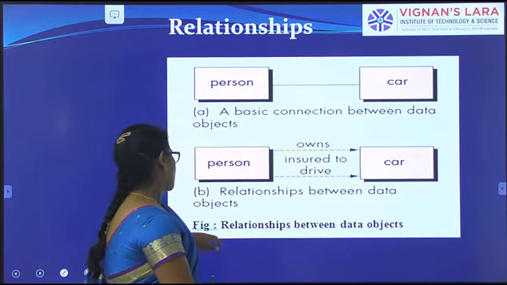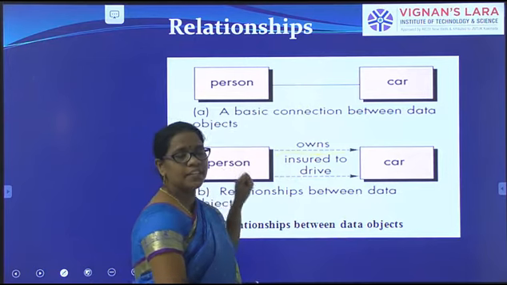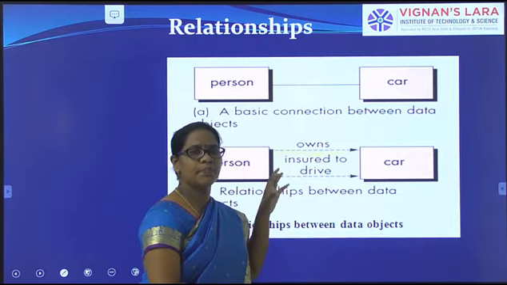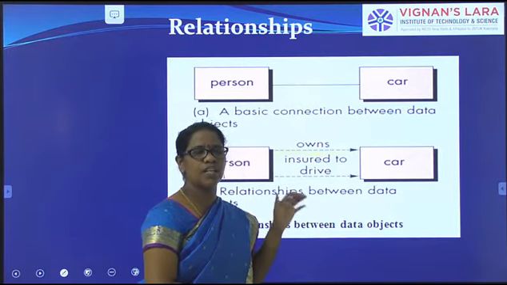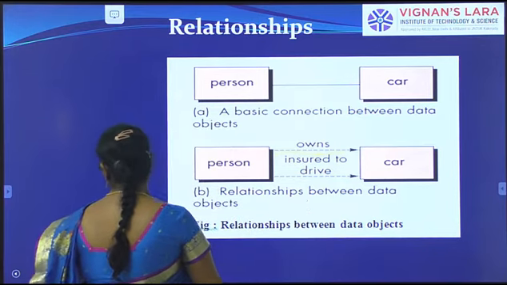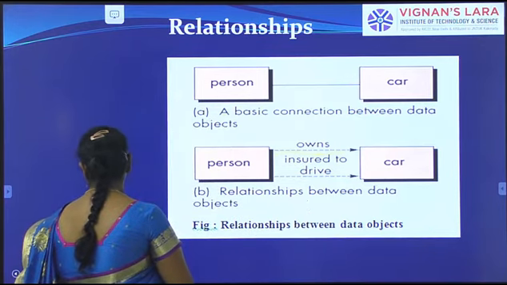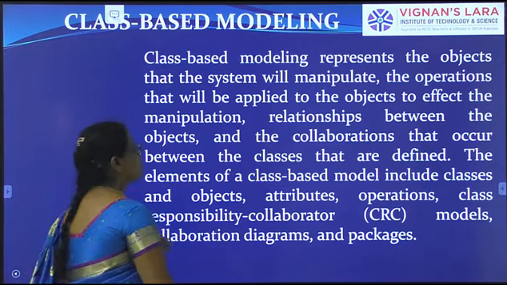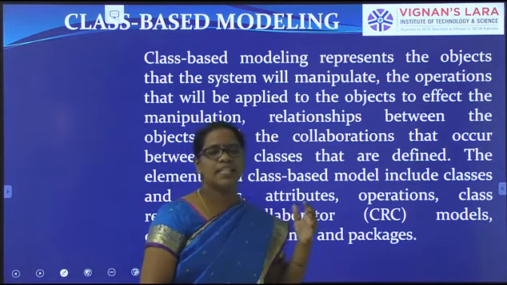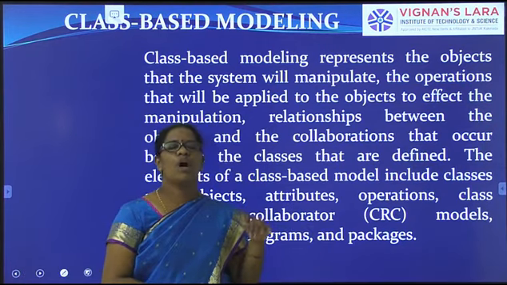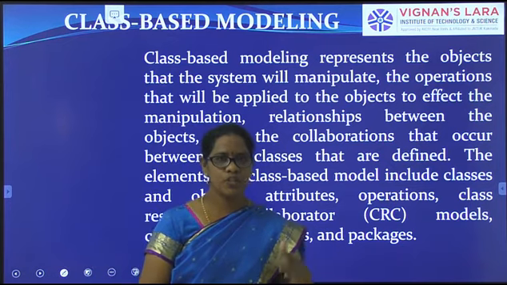So this is the relationship between the data objects. The data object can be a person, car, thing, or place, whatever it is. If you have seen the previous session, then you will know what a data object is. Next, we have seen what data objects are, and how we can make the relationship between those data objects.